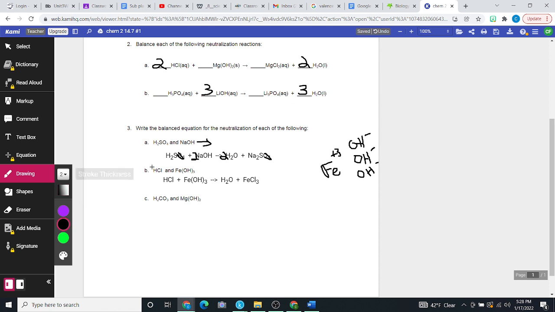All right, now to balance this thing, I've got 3 chlorines, so I'm going to have to put a 3 here. Now I have 3 hydrogens, so that's 6, so I'm going to have to put a 3 here. And I think that, yeah, that balances everything. Now we're good.